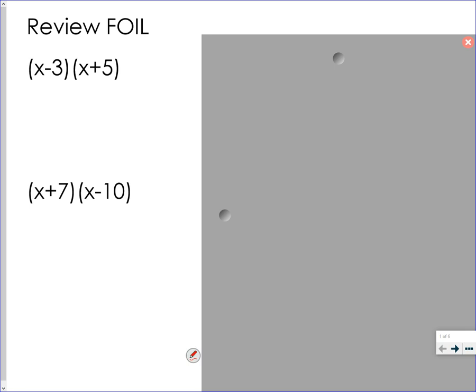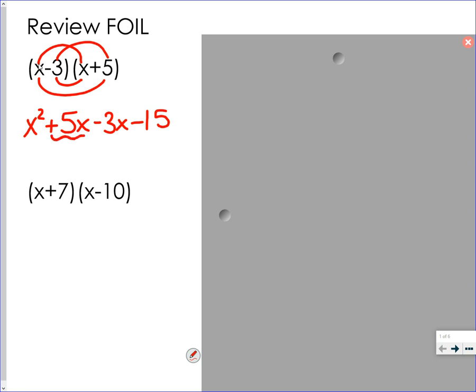When we FOIL this, we'll have x times x, that's x squared. X times 5 is 5x. Negative 3 times x is going to be a negative 3x. And then negative 3 times 5 is going to be a negative 15. And then again, these middle terms match. So I'll get x squared plus 2x minus 15.